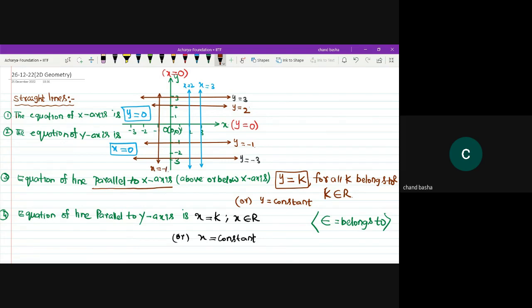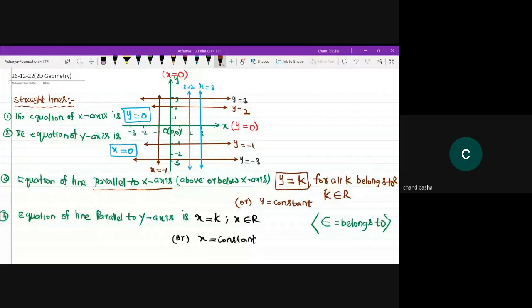The positive side means positive x values, and the negative side of the horizon will be negative values. So we will get x is equal to any constant. The equation of the x-axis, y value 0. Equation of the y-axis, x value 0. Equation of the line parallel to the x-axis, y is equal to k. And parallel to the y-axis, x is equal to k. k means any constant. So these are the 4 most important points, guys.